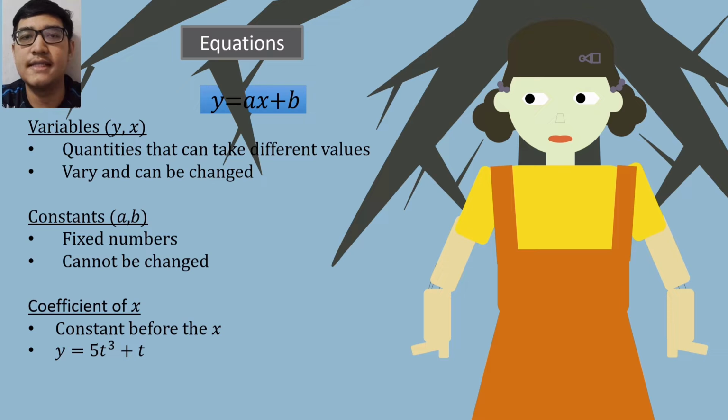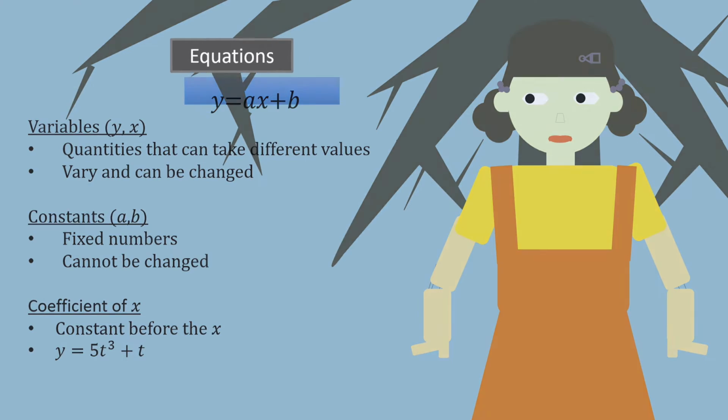The coefficient of x is the constant before the x. For example, y equal to 5t to the power of 3 plus t. So in this equation, 5 is the coefficient of t to the power of 3 and 1 is the coefficient of t.